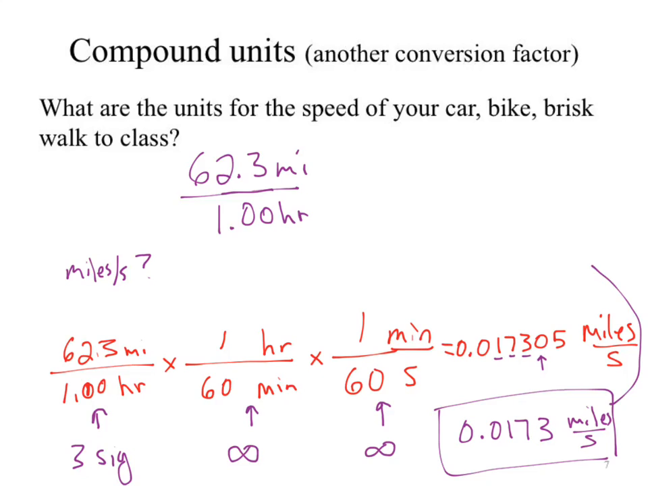Just for fun, huh? Scientific notation, we'd start with 1.73 times 10. We want to see our decimal shift. We go 1, 2 positions to the right, which means it is a negative 2. What was our units? Miles per second.